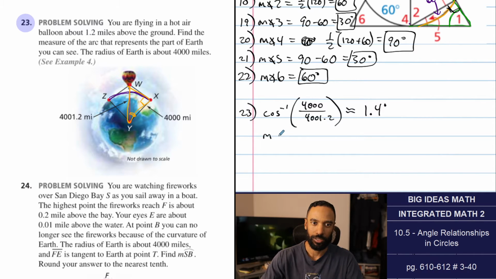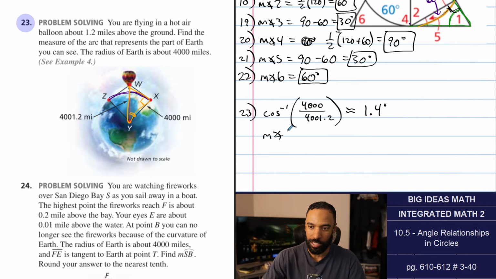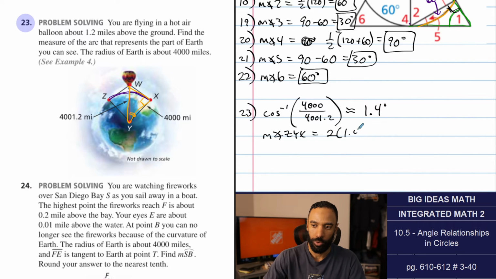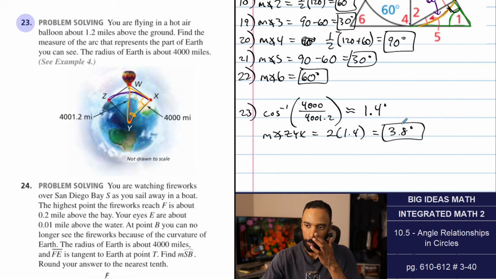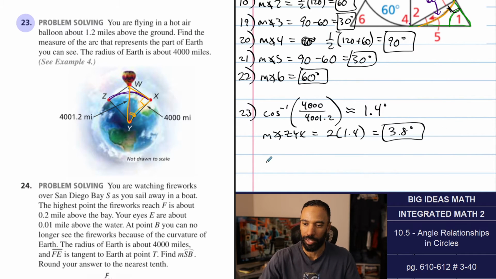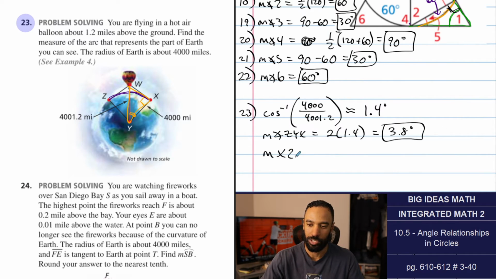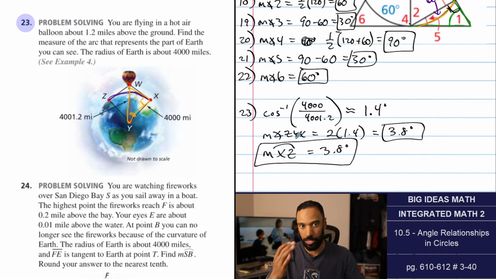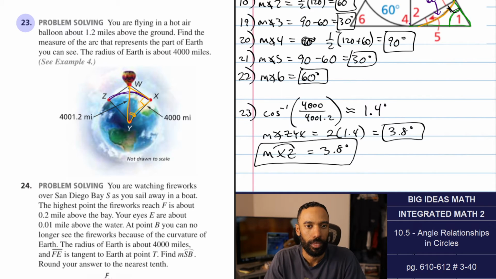So the measure of angle ZYX, for example, is going to be double that, 2 times 1.4 degrees, which is 3.8 degrees when rounded. This is also going to be the measure of arc XZ. Measure of arc XZ is also equal to the central angle, so 3.8 degrees. It's approximated, but that's about as much of the Earth as you can see from that vantage point, 1.2 miles above the ground.